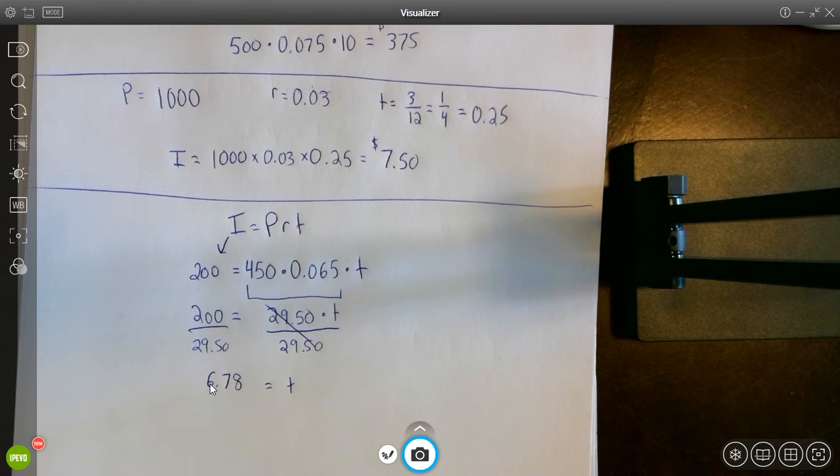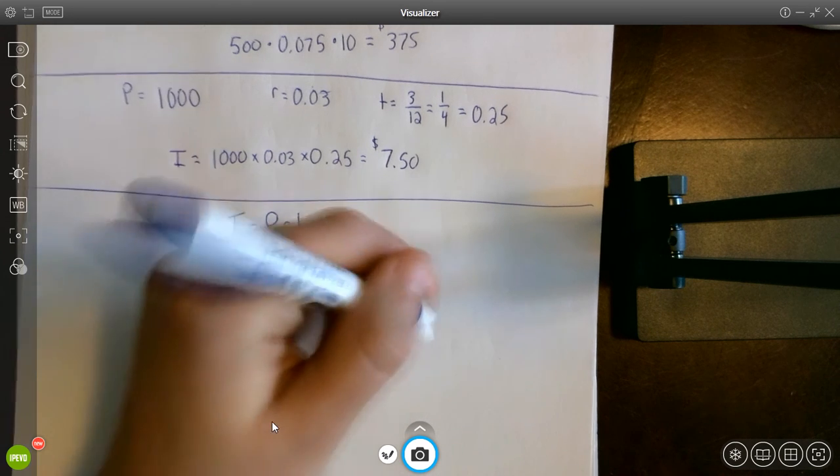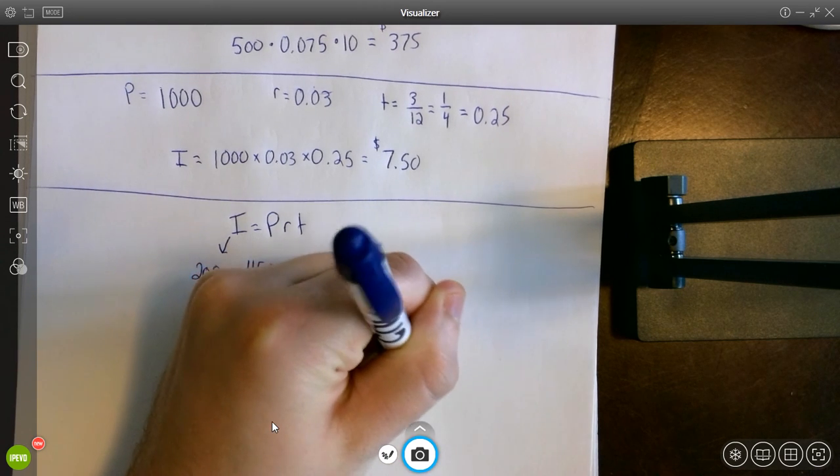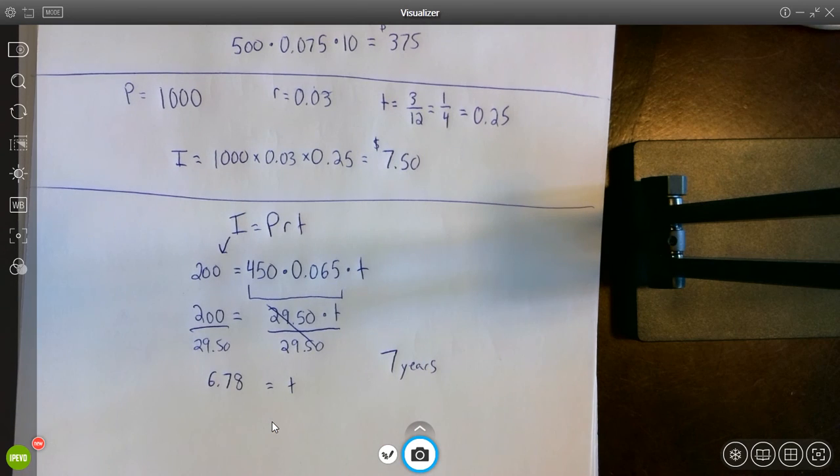Because it doesn't pay until the end of the year, it is going to take 6.78 years, which is more than 6 years. However, she can't get paid after 78 hundredths of the year. She has to wait till that full year is over. That means that in the end, it's going to take her 7 years to make that $200 interest.